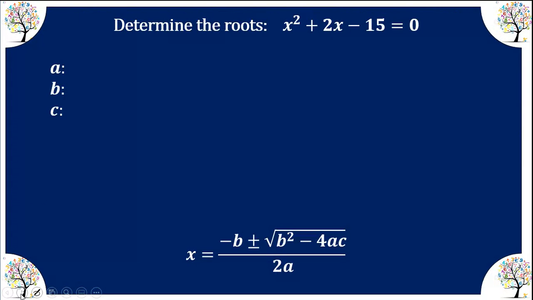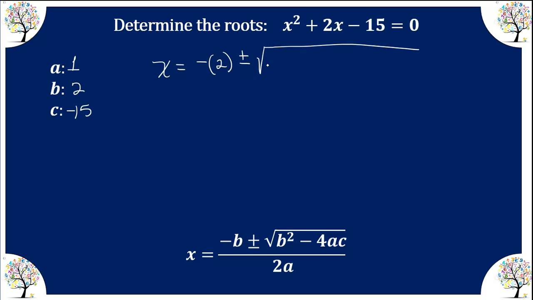Okay, let's just continue, and now let's actually find the roots. So again, our equation must be set equal to 0. It is. Our A is 1, our B is 2, and our C is negative 15. To find the roots, the x-intercepts, we're going to say negative B plus or minus. This is where our possible 2 solutions comes from. We're going to plug in 2 for B squared minus 4 times A times C all over 2 times A.